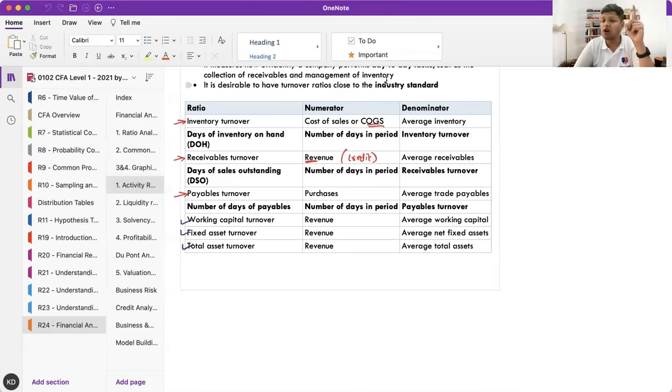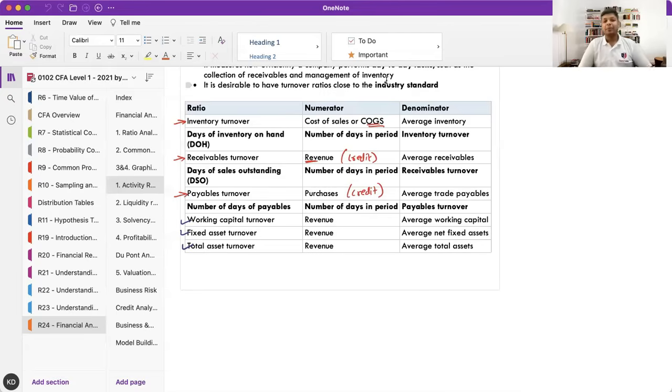And payables are for credit purchases. Correct? So instead of having revenue in the numerator, you have purchases, and generally you have credit purchases. If they don't specify how much is credit and cash, assume everything is on credit. If they don't specify how much is cash or credit, assume everything as credit. Right?